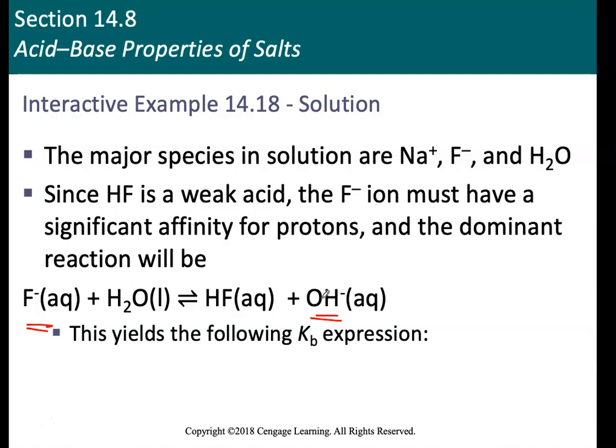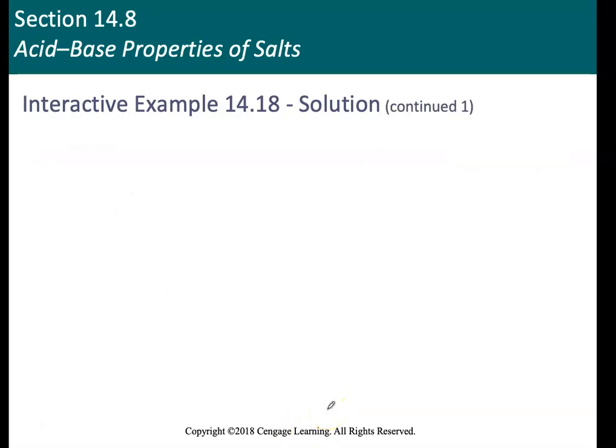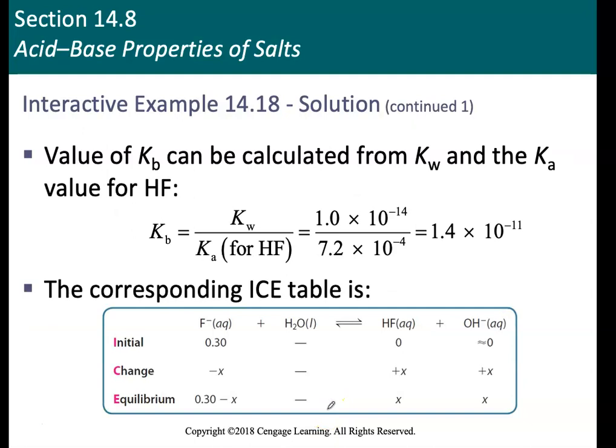Okay, so this yields the following Kb expression. Kb is equal to HF times OH divided by F minus. That's what we get. And let's look at the value. So that's the value. Ka is what we know, and Kw is also known. So you get your Kb. So notice now, when you have the Kb, we can set it through the ICE table.